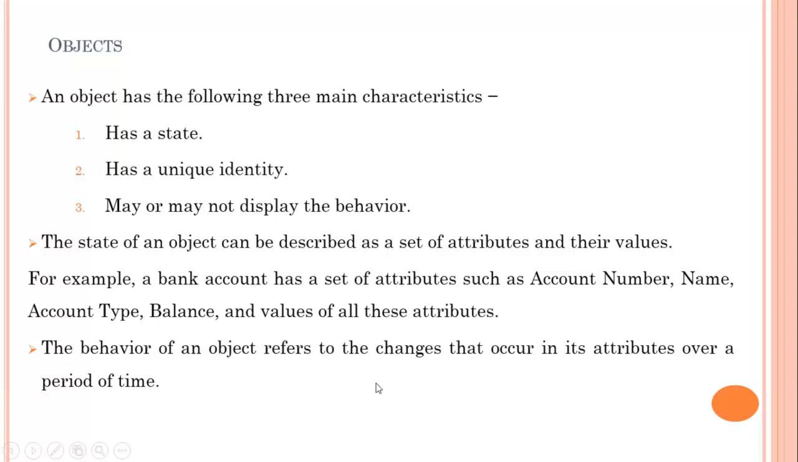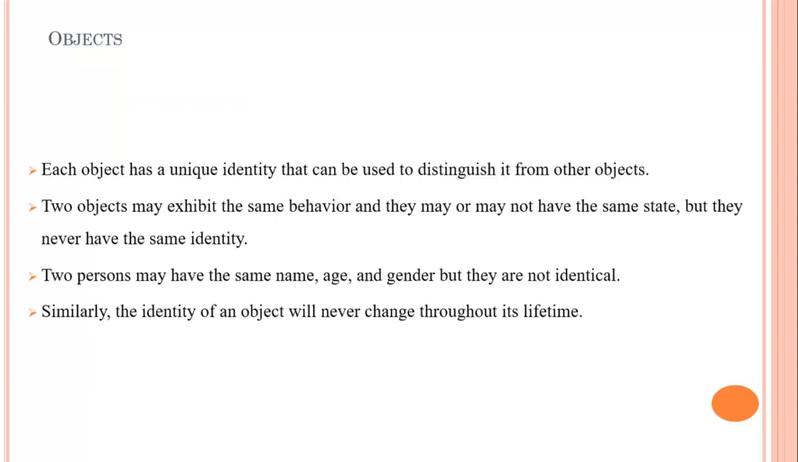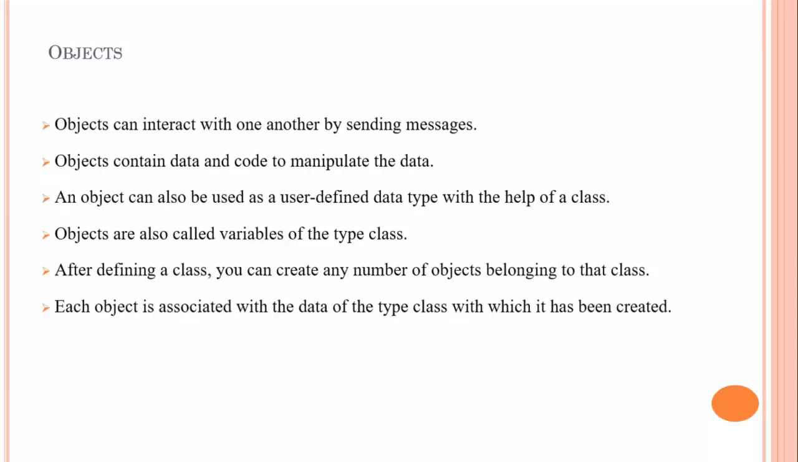Behavior of an object refers to the changes that occur in its attributes over a period of time. Okay, so the behavior of object can change. Each object has a unique identity that can be used to distinguish two objects. Two objects can have the same behavior also, okay, but they may or may not have the same state, but they never have the same identity. That means identity of every object will be unique. Two persons may have the same name, age and gender, but they are not identical. Okay, similarly the identity of an object will never change throughout its lifetime. It will remain unique and the same.